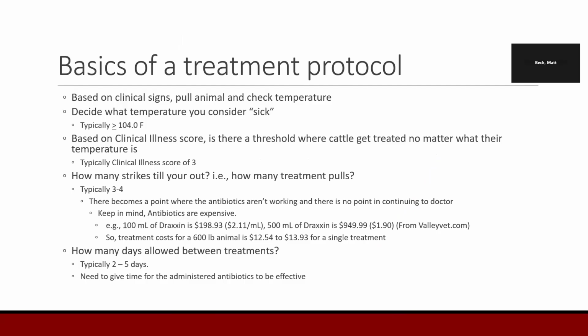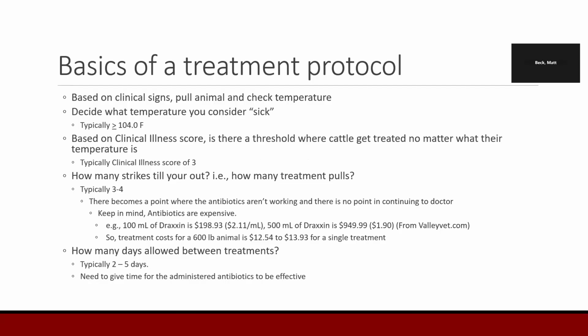So based off the clinical signs and based off of the clinical illness score that we give them, we've identified an animal that's eligible to be checked for temperature. We decide in our protocol what that threshold for an animal being sick is. Typically it's 104. So based on the clinical illness score, is there a threshold where cattle get treated no matter what they temp? You can have cattle that are very sick and they will never reach temp because they're just physically weak, right? So typically I've seen people use a clinical illness score of 3 as that threshold where they will treat that animal no matter what.